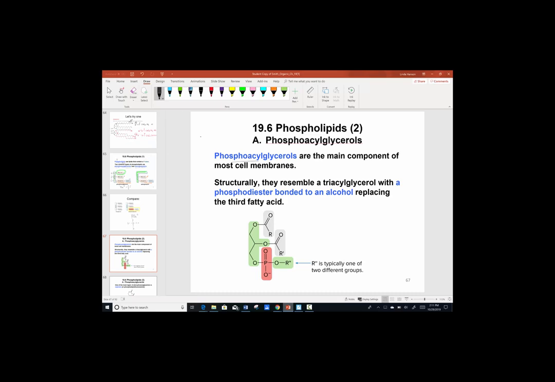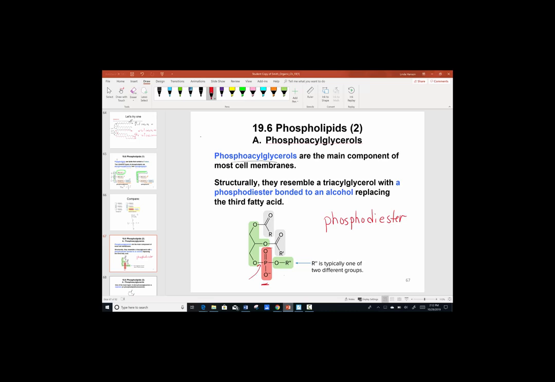They are the major component of most cell membranes, and that's probably where we've heard them most often. Phosphoacylglycerols are the main components of most cell membranes. So structurally, they do resemble the triacylglycerol, but instead now we have a phosphodiester bonded to the alcohol. Phospho is the PO4 we talked about.